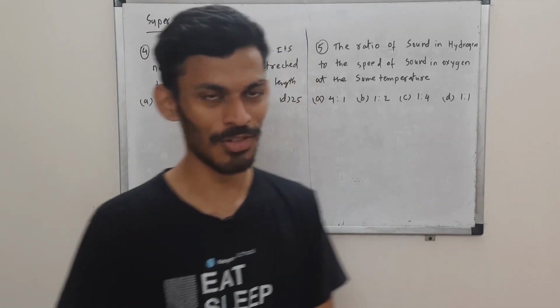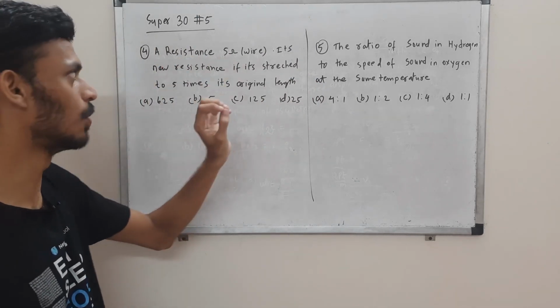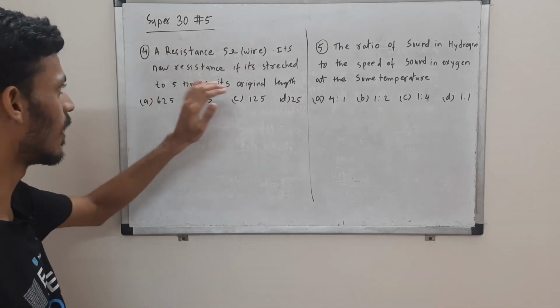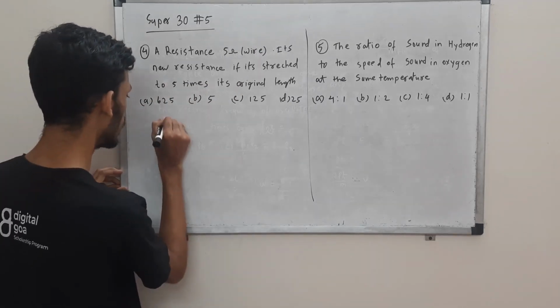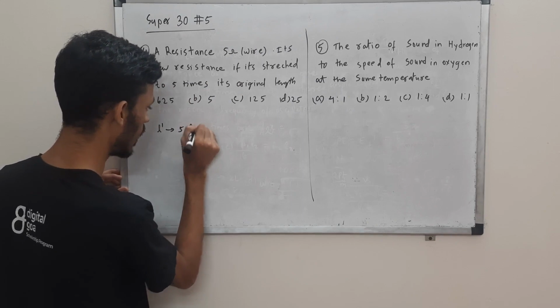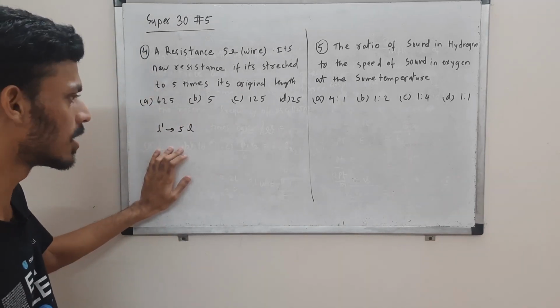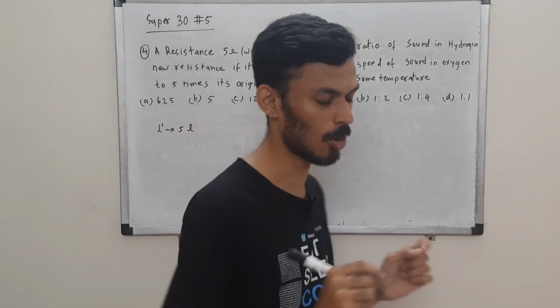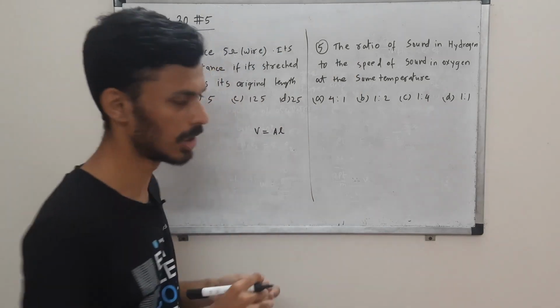Question 4 and 5 over here. In question 4, we have the resistance of a wire. It is given as 5 ohms. You are supposed to tell the new resistance of this wire if it's stretched by 5 times. So the new length of the wire will be 5 times L. This is not the only change. Keep that in mind, because the volume of the wire is going to remain constant. V is equal to A into L. There will be no change in the volume.